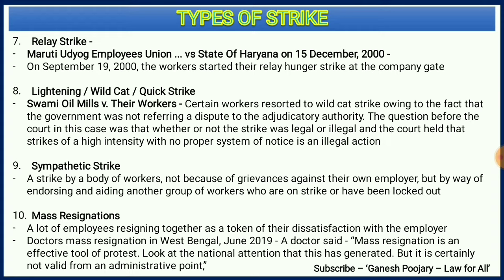And then comes mass resignations. Mass resignation, what happens here? A lot of people start resigning at a time to ensure that the employer comes under pressure and gives whatever they are asking for, or the demands are satisfied. Here the example is the doctors' mass resignation that happened in West Bengal during June 2019, where within 2 weeks almost 500 doctors resigned, and that can be an example for mass resignations.